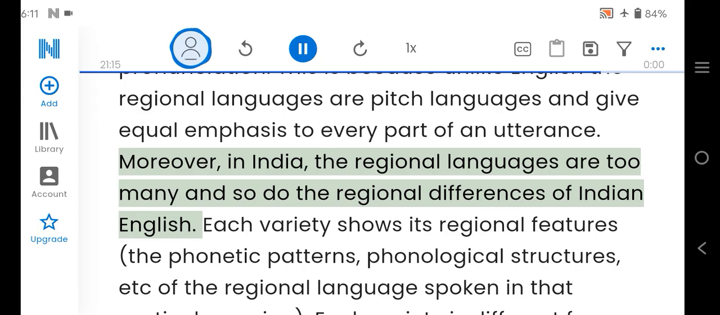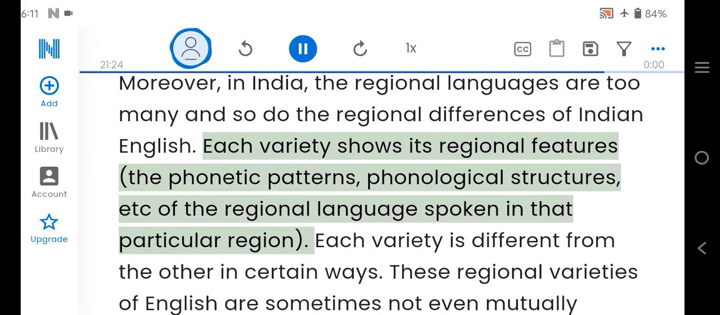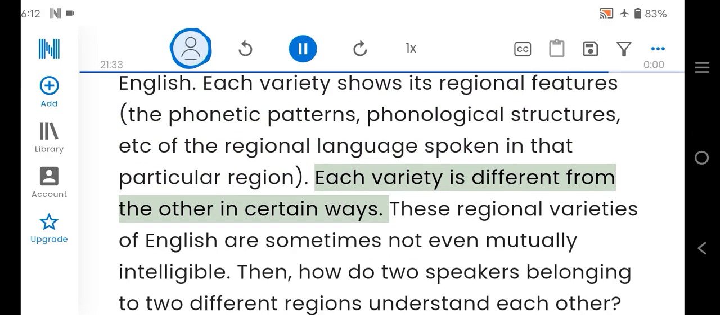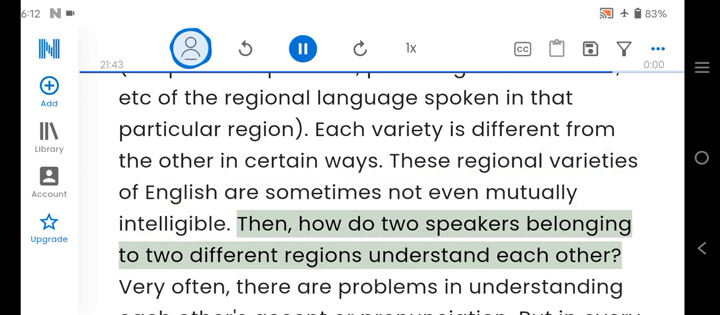Moreover, in India, the regional languages are too many and so are the regional differences of Indian English. Each variety shows its regional features, the phonetic patterns, phonological structures, etc. of the regional language spoken in that particular region. Each variety is different from the other in certain ways. These regional varieties of English are sometimes not even mutually intelligible.